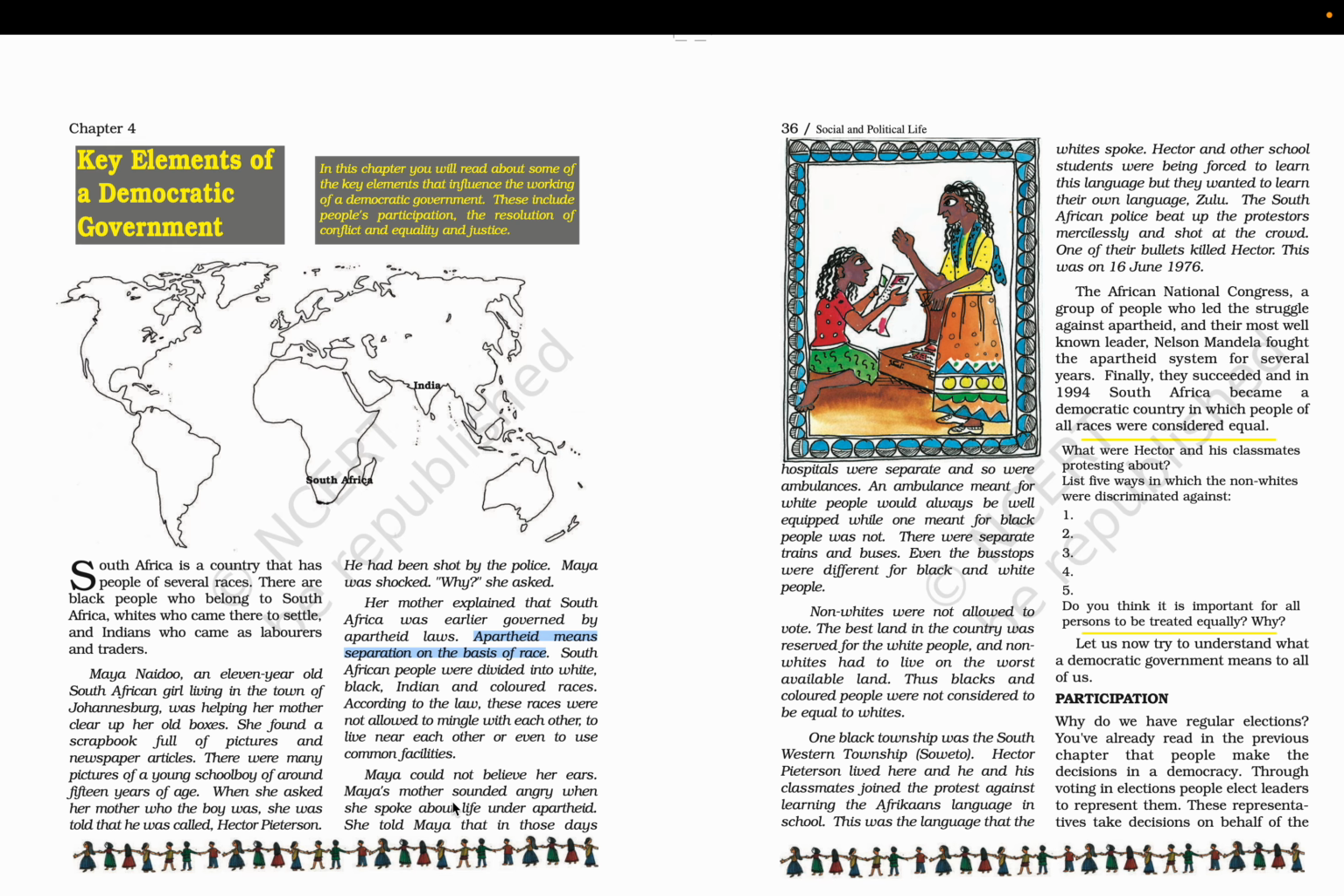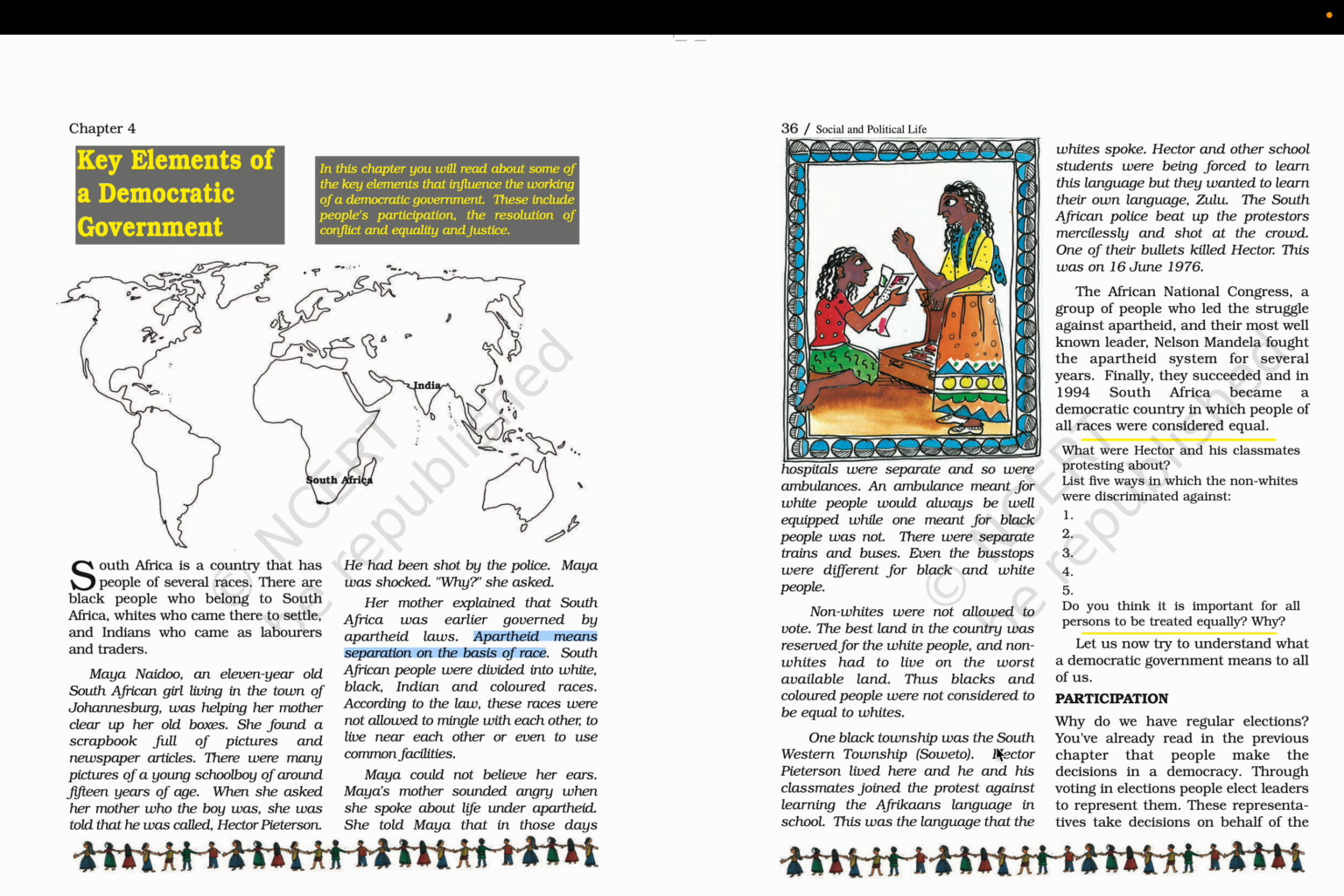Maya's mother sounded angry when she spoke about life under apartheid. She told Maya that in those days hospitals were separate and so were ambulances. An ambulance which was meant for white people would always be well equipped, while one meant for black people was not. There were separate trains and buses. Even the bus stops were different for black and white people. Non-whites were not allowed to vote. The best land in the country was reserved for the white people, and the non-whites had to live on the worst available land. Thus blacks and colored people were not considered to be equal to whites.